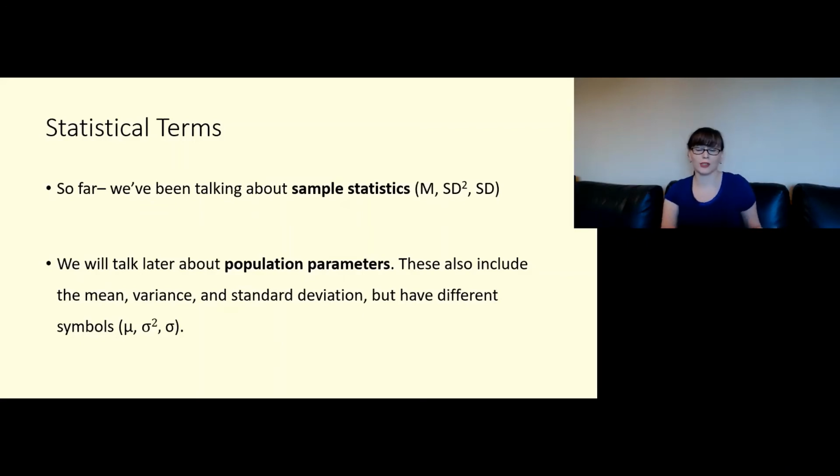And when we were working specifically with samples, we were taking the mean or the standard deviation just of the sample that we had. As we move forward, we're going to start talking about population parameters and population characteristics. And these also include things like the mean and the variance and the standard deviation, but these now have different symbols. And typically we're going to use symbols from the Greek alphabet in order to symbolize our population statistics. And we'll have some other variations of these different symbols that we'll use as we move forward.